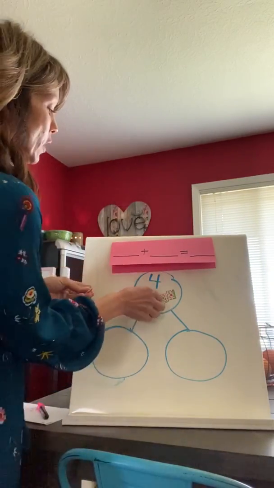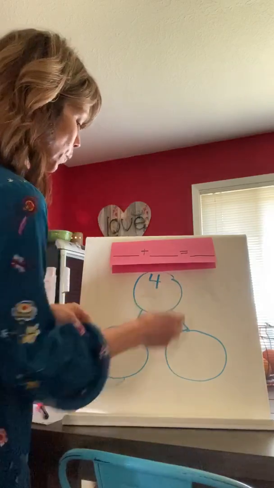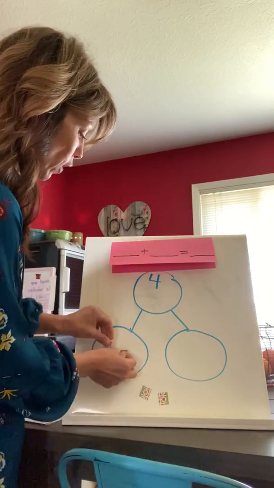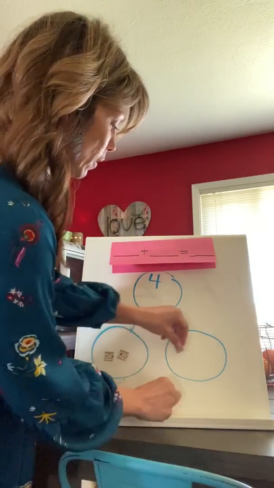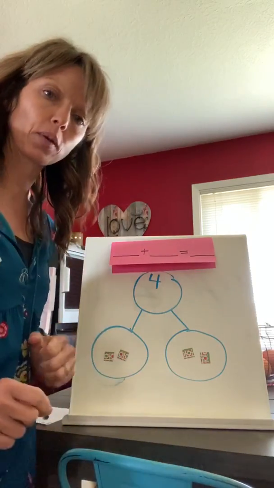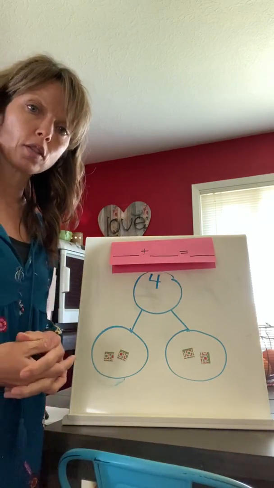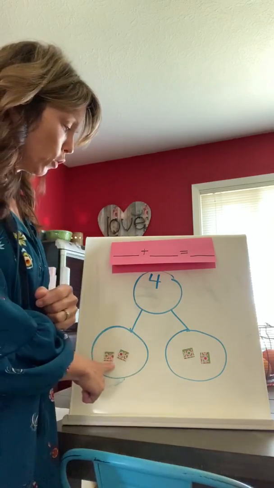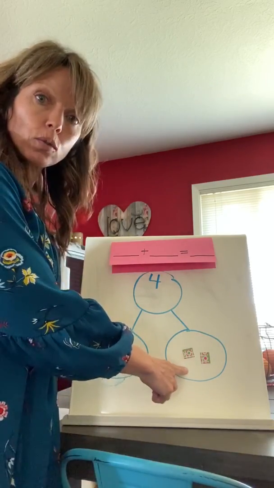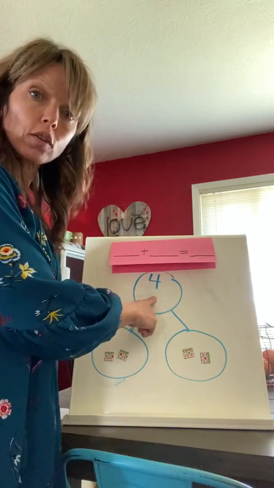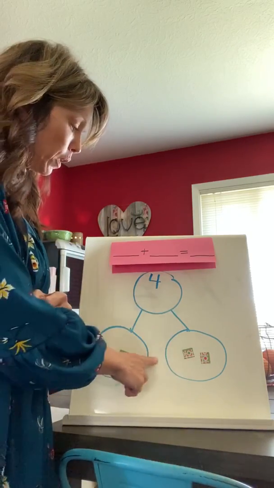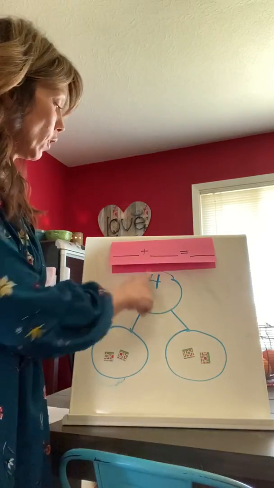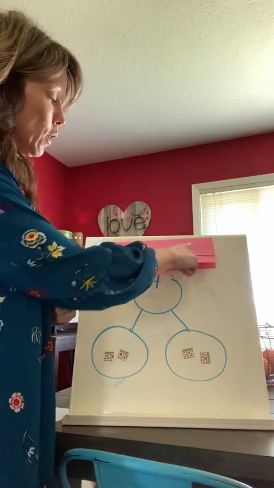Let's try another combination. So we have all 4. Let's break them, put them. So now let's try half in this part and half in that part. Okay, so now we have 2 new parts. So we're going to be looking at 4 in a different way. So we have 2 and 2 is 4. So 2 plus 2 equals 4.